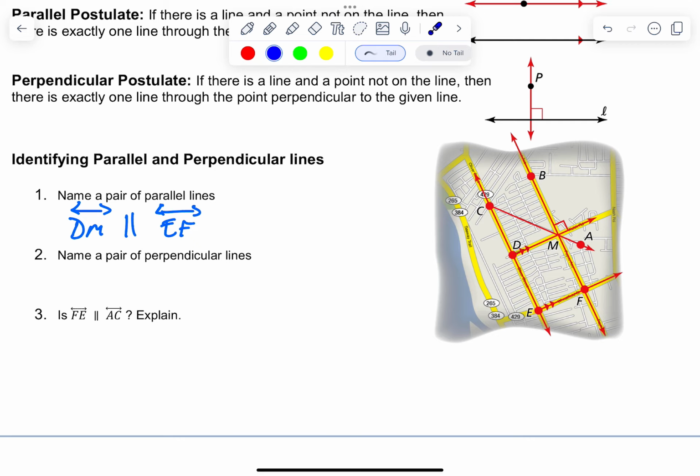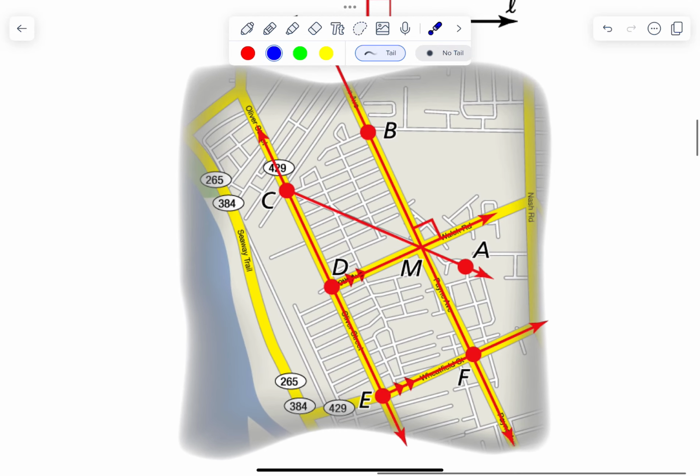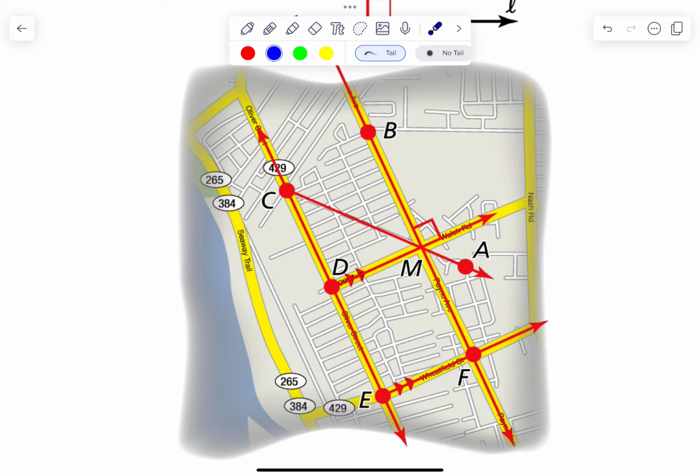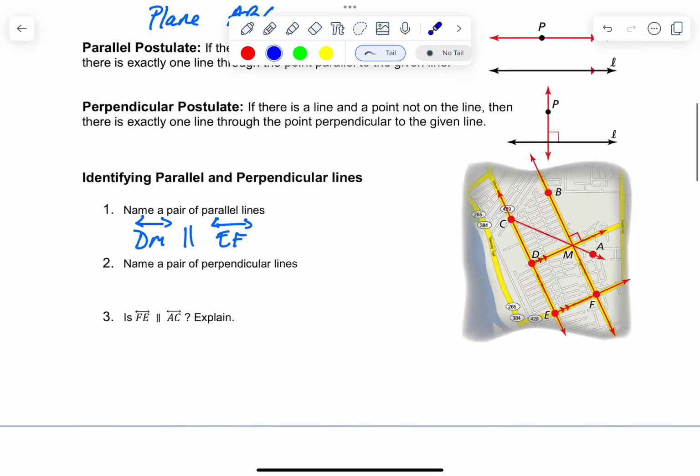Number 2, name a pair of perpendicular lines. Again, we have notation on our diagram. That notation for 90 degrees is the box. And technically, the only 2 I know for sure right now are these 2. We'll talk about a little bit more information later on that will give us some more, but right now, these are the only 2 we know. So I would call that lines DM and BM.